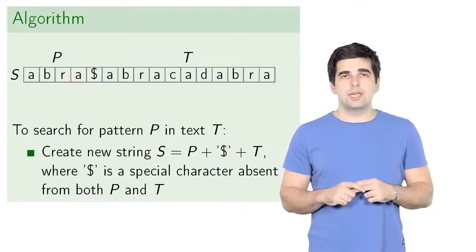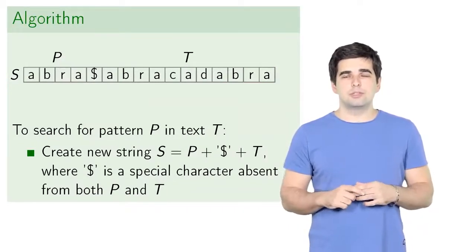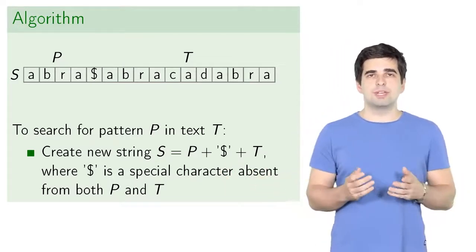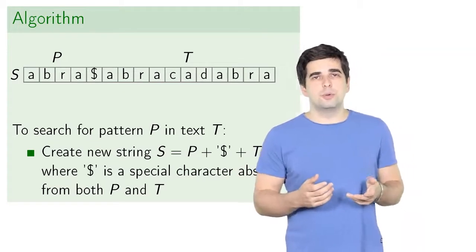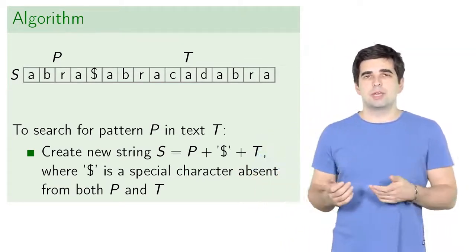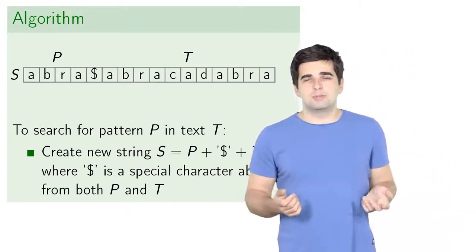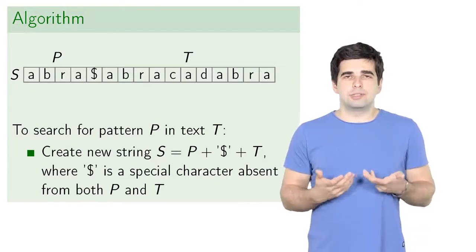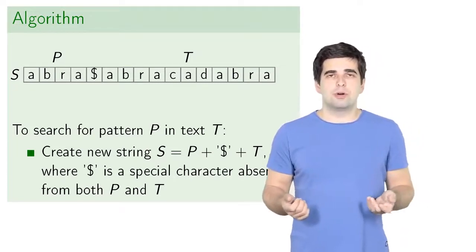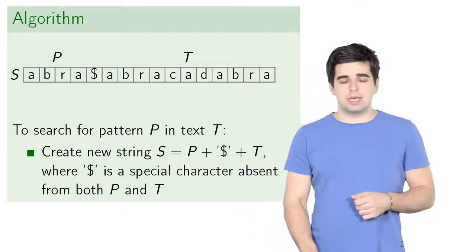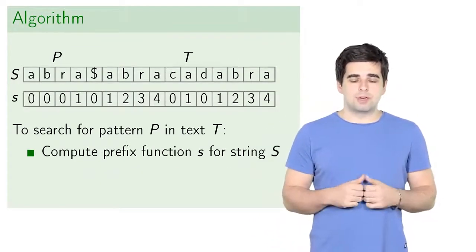First, we create a new long string S, which consists of the pattern, then the text, and between them we insert a special character called $, which is basically any character that is absent from both pattern and text. It cannot be specifically the character $, it is just a placeholder for some character that is absent from both the pattern and the text. After we've assembled this long string S, we need to compute its prefix function.